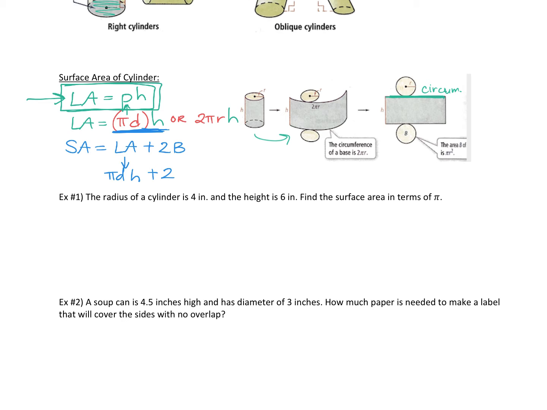Now let's think about B in terms of our base. Our base is a circle. B stands for the area of the base. What is B in a cylinder? Pi r squared, okay? So you can think of this surface area formula as that.